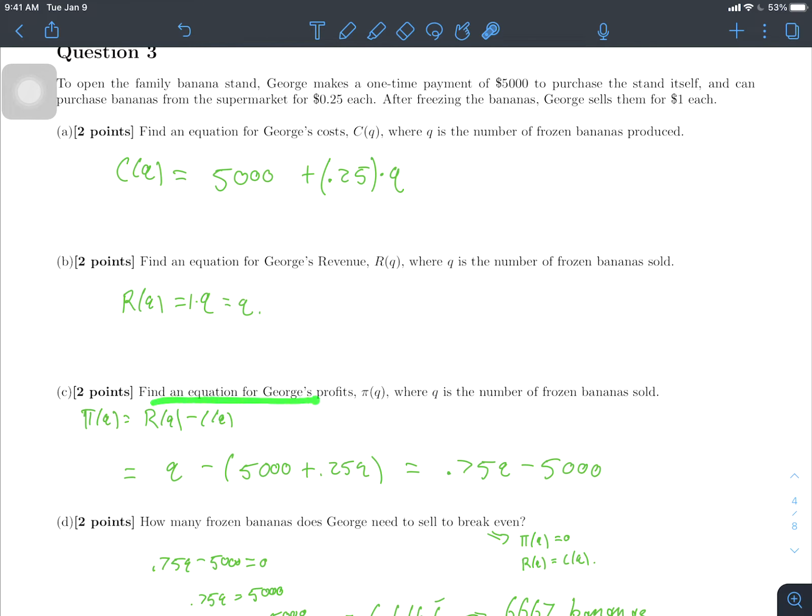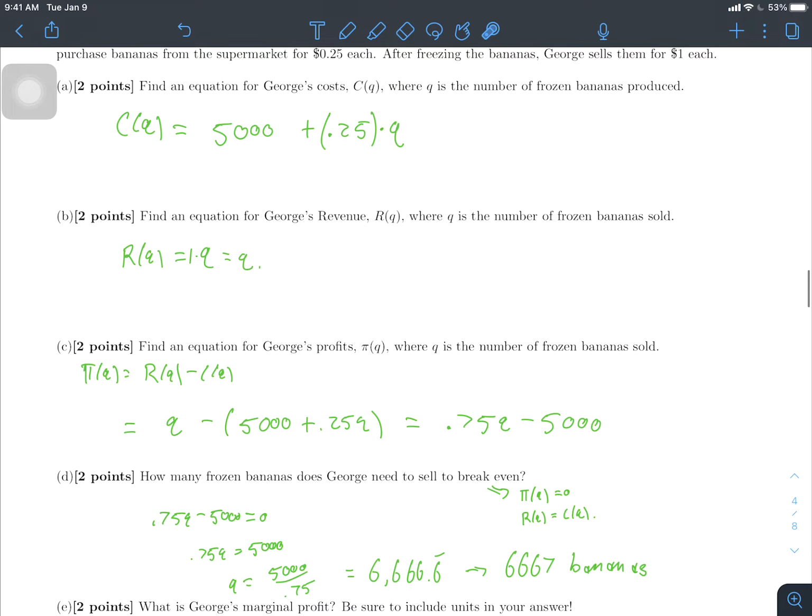To find the profits, of course, all we have to do is take our revenue and subtract the costs. The one thing to be careful about here is when we subtract this cost function, we've got to use these parentheses to make sure that we subtract all of the costs. So you've got to do the minus 5,000 and minus 0.25Q. So you actually get 0.75Q minus 5,000 as our profit function.